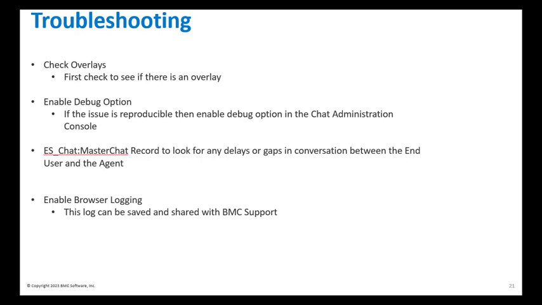Now let's cover some troubleshooting tips. If you are troubleshooting an issue, first check to see if there is an overlay. By using overlay mode for your custom configurations, you can preserve your custom changes during an upgrade. You can disable overlays to return to base configuration and try reproducing the issue.